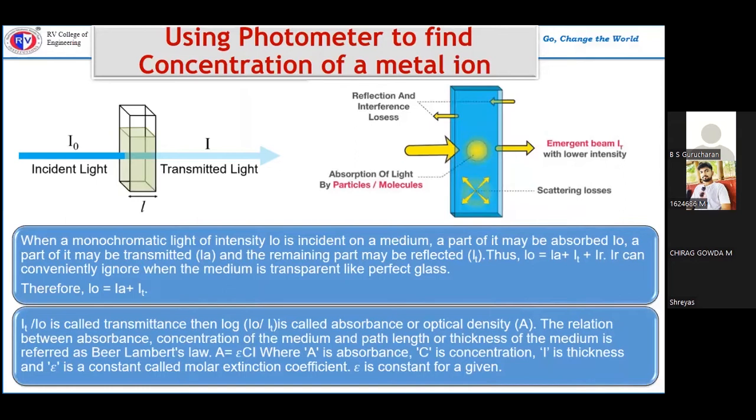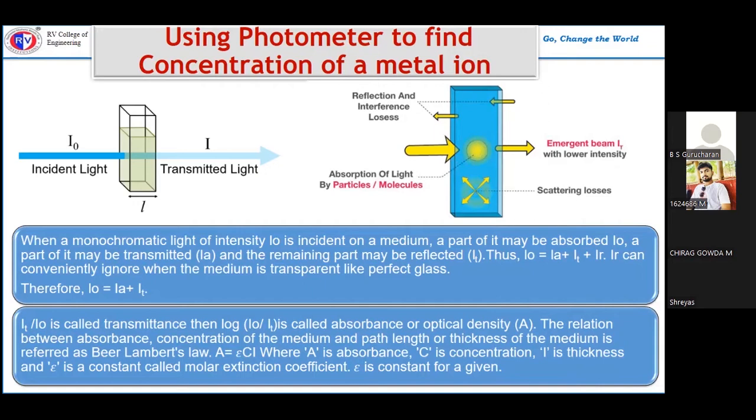Photometers can be used in two ways. Either we can detect which metal is present in the sample, or if we already know which metal is present in a sample, we can determine the concentration of the heavy metal present. When a monochromatic beam of light of intensity I0 is incident on a medium, a part of the light is absorbed by the medium, the remaining is transmitted, and some part is also reflected.